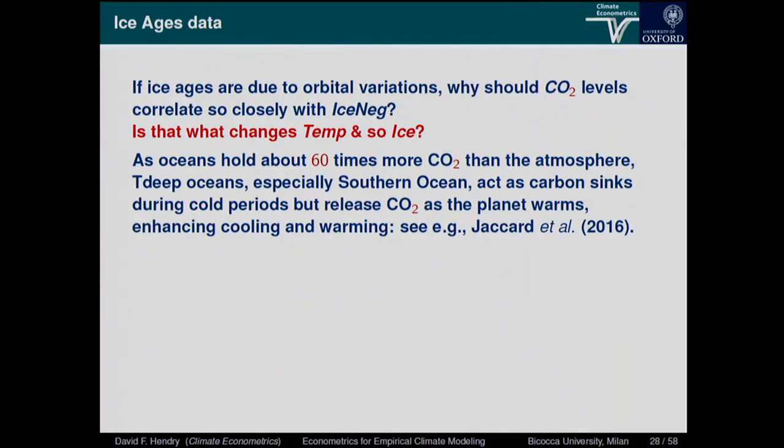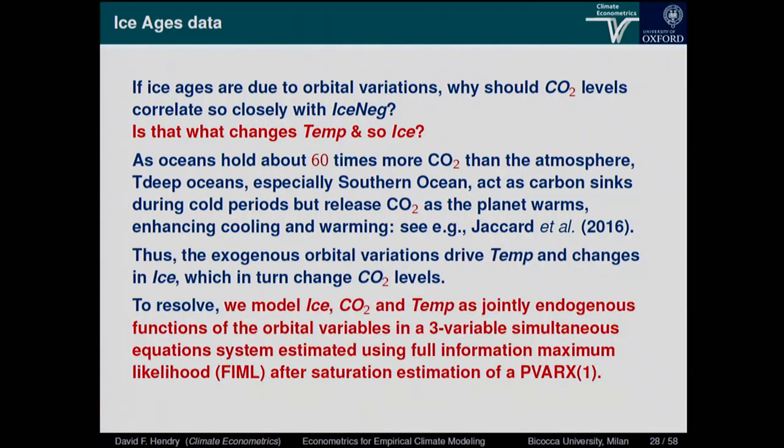So if ice ages are purely due to orbital variations, why should CO2 levels correlate so highly with ice over land? And the answer is that the oceans hold about 60 times more CO2 than the atmosphere, especially the Southern Ocean, which acts as a carbon sink. And during cold periods, that gets locked in. But as the planet warms, it's like leaving a glass of sparkling water open. The CO2 comes out of it as the planet warms. So it's a derivative variable. It enhances cooling and warming, as you'll see, not very much from my estimations, but it's certainly not the cause. The cause is the orbitals.